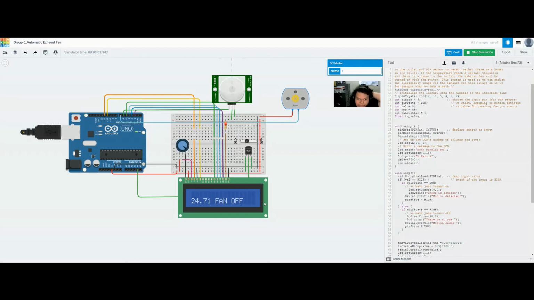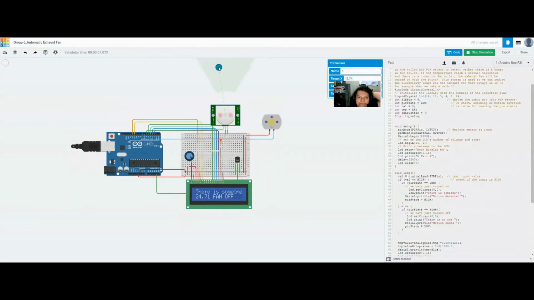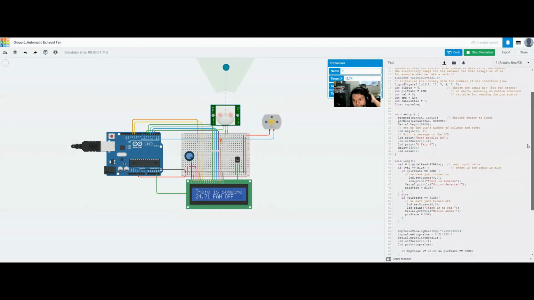So in the first state, if we first turn it on, the only information available is the state of temperature and the state of the fan, because there is no movement yet in the PIR sensor. If there is a movement in the PIR sensor, the LCD will display it.